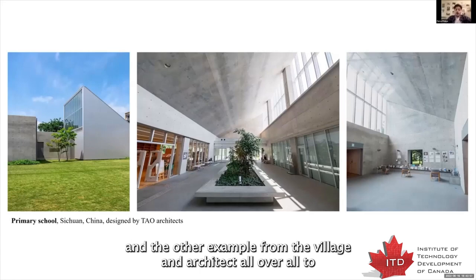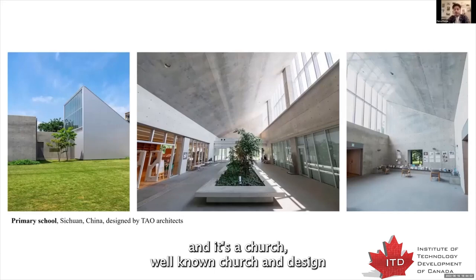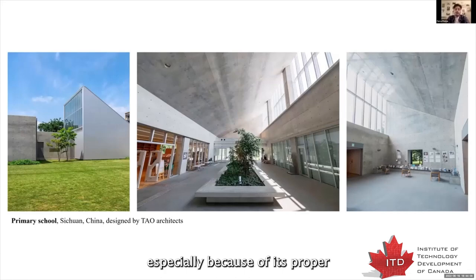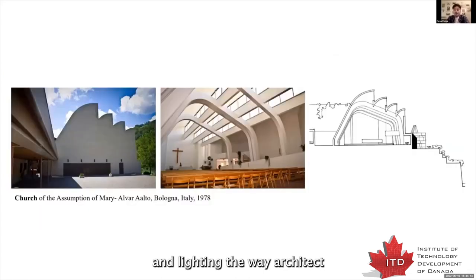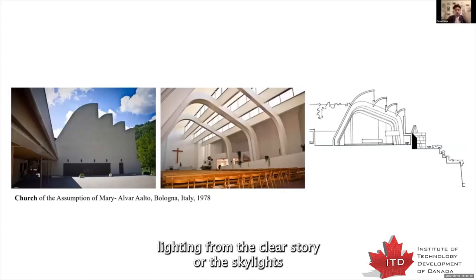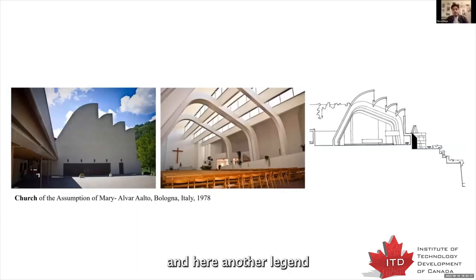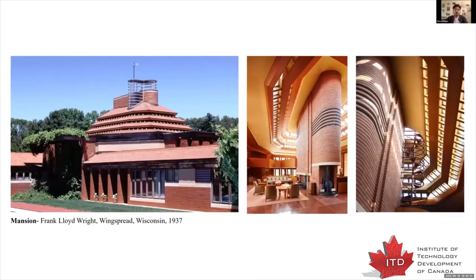And the other example is from the legend architect, Alvar Aalto. It's a well-known church, designed especially for its proper lighting, the way the architect harvested the natural lighting from the clerestory or the skylight. And here, another legend or star architect, Frank Lloyd Wright, almost the most well-known and influential architect of the 20th century, in the belief of lots of experts.